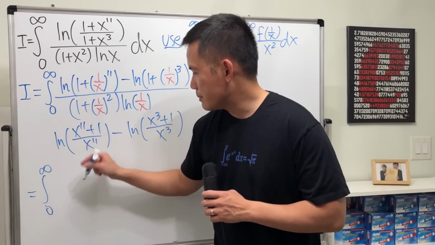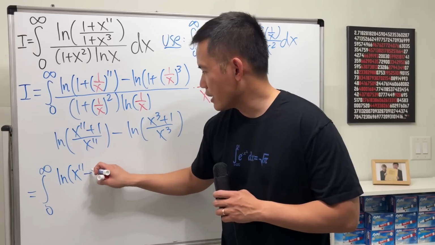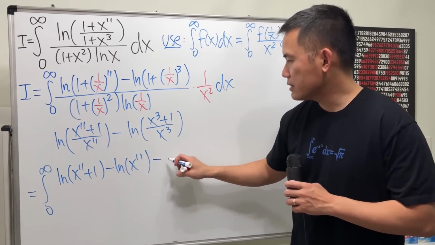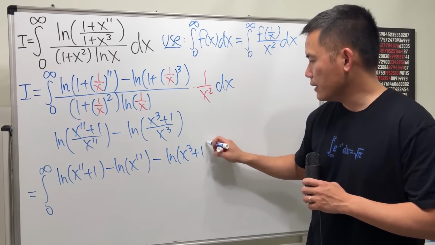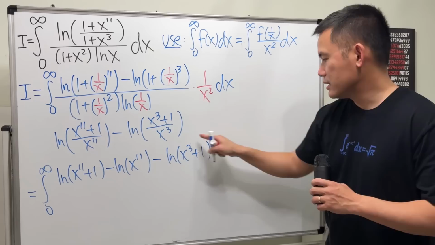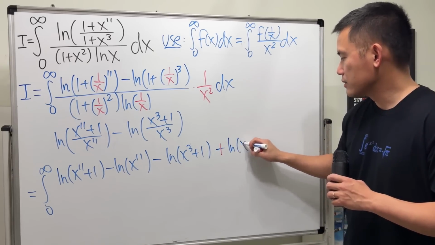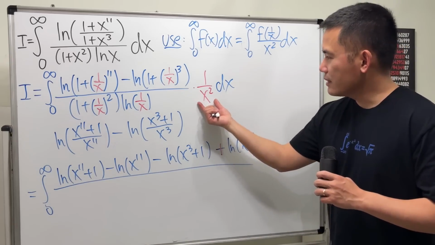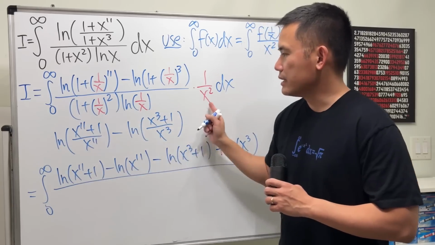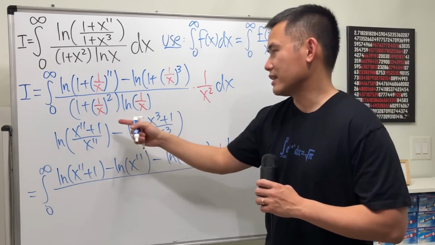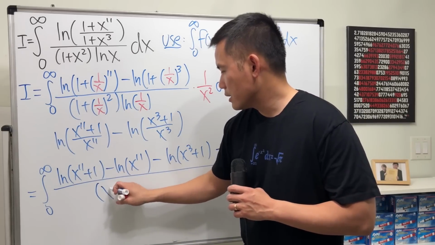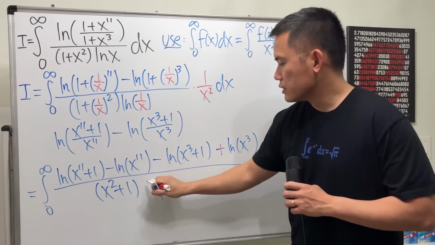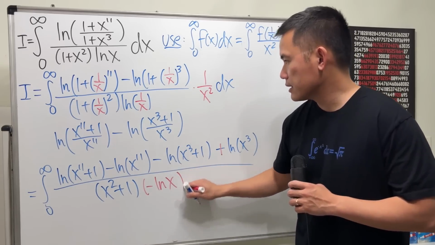This is that, and split that, we get ln of (x to the 11 plus 1) minus ln of (x to the third plus 1), but with this minus it becomes a plus ln of x to the third power, like so, all over. We can take this, multiply with this and that, so they cancel out, which is nice. So x squared plus 1, and this right here is the same as x to the negative 1, so we can write that as negative ln x.